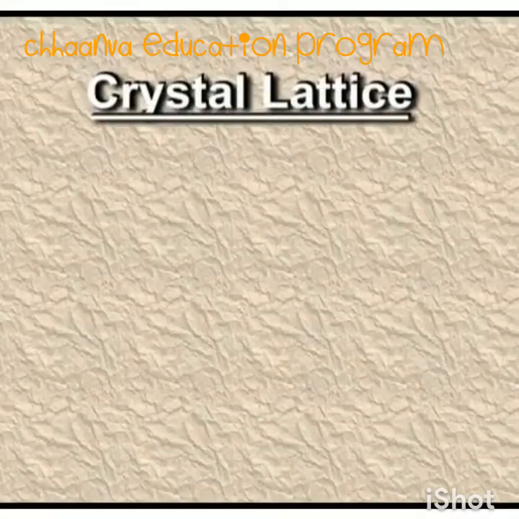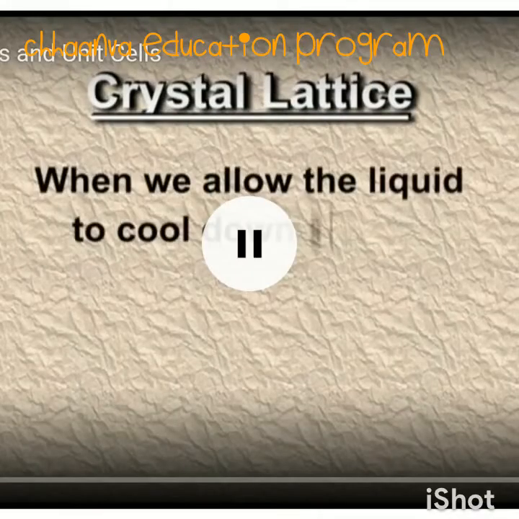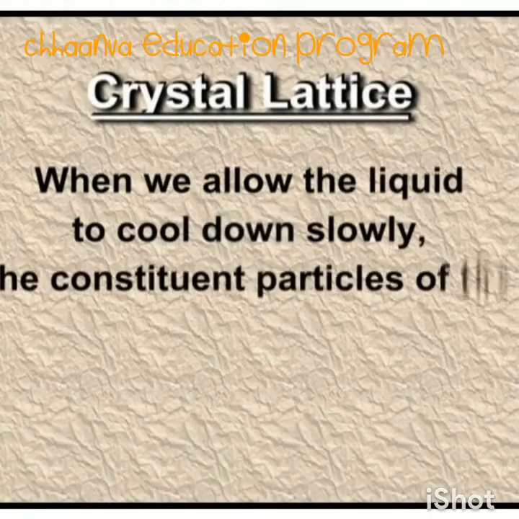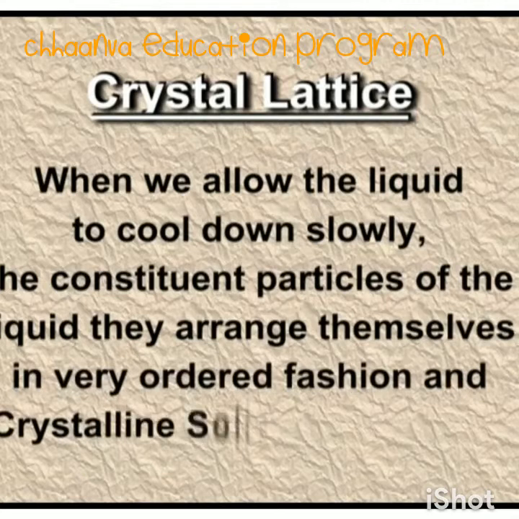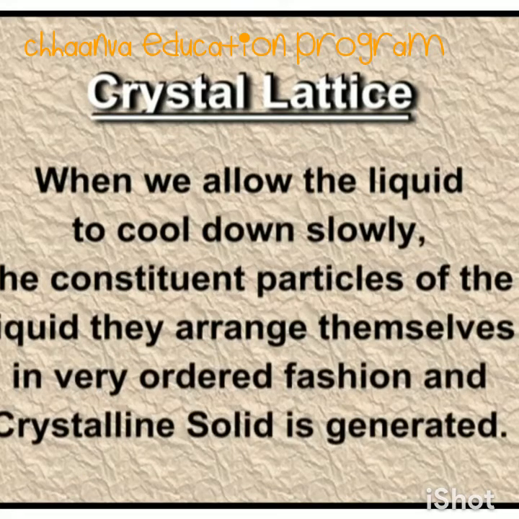Crystal lattice. When we allow a liquid to cool down slowly, the constituent particles of the liquid arrange themselves in a very ordered fashion and a crystalline solid is generated. For example, when we cool water, we get ice, and ice is a crystalline solid. A crystalline solid is made up of small crystals, and the constituent pattern is known as the crystal lattice.